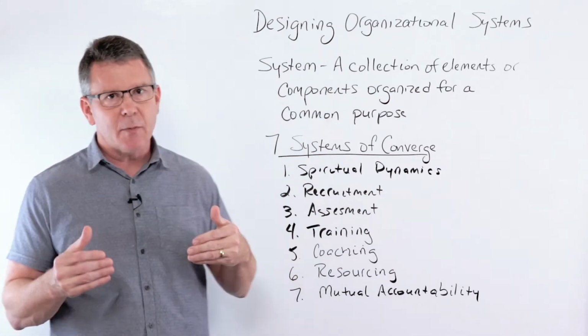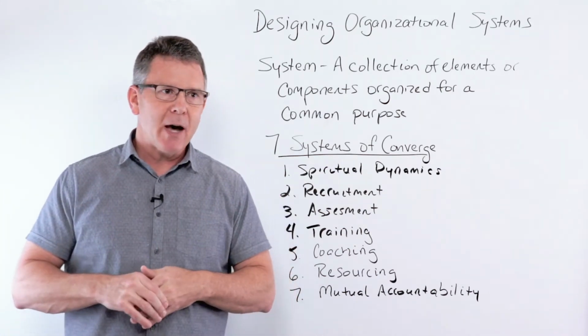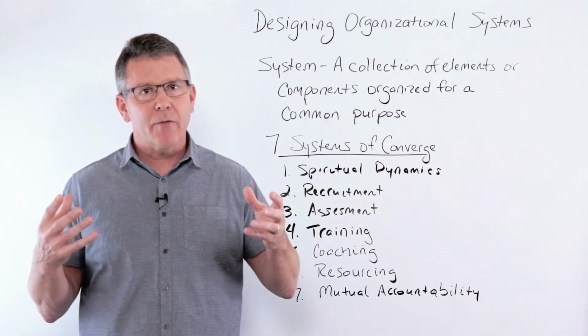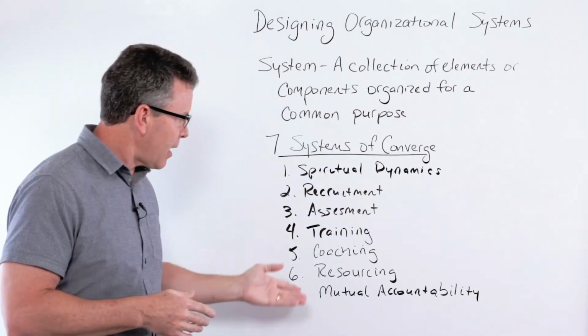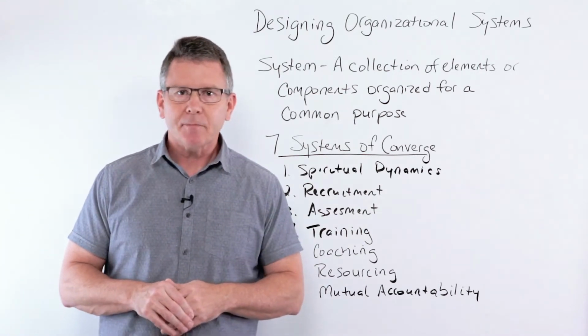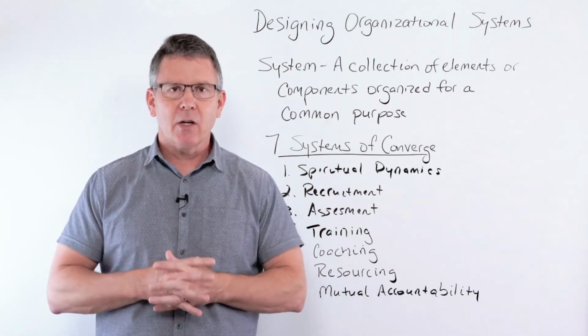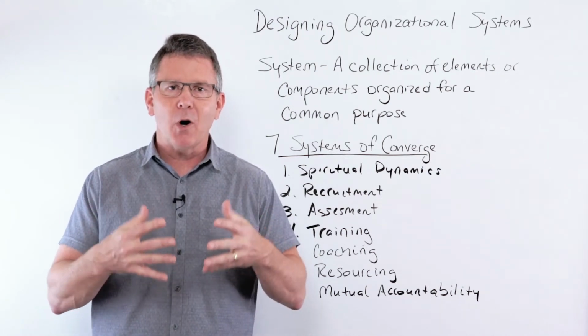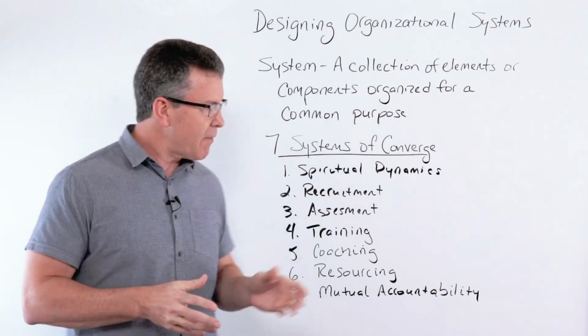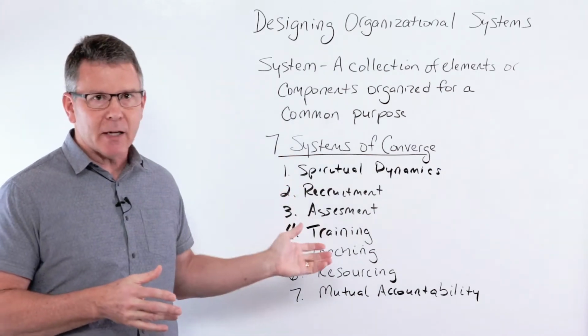And then resourcing. This is about the finances, and the marketing communications. These are all the different things that come behind the scenes to move things forward. And then finally, mutual accountability. No organization or individual can stand alone, so we have to have other people who are walking the walk with them. These are the 7 systems that we have in our church planting office.